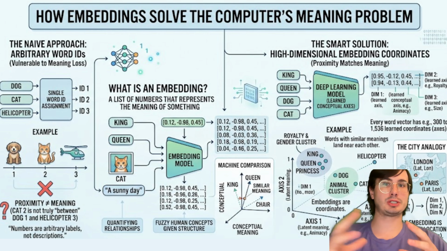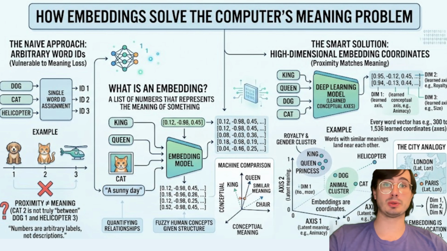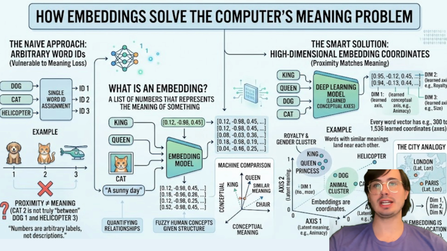So instead of one arbitrary number per word, you give each word a very long list of numbers. Almost like 300 or even up to 1500 of them in a lot of modern models. And each number in that list is like a coordinate along some invisible axis of meaning. So you can think of it like a location. A city on a map needs 2 numbers, latitude and longitude, to pin it down. An embedding is the same idea, but with way more axes.